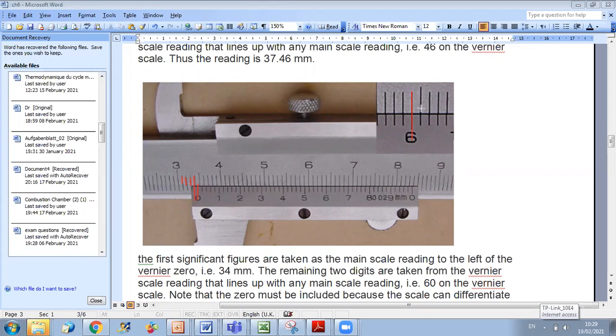If the perfect match was here, it would be 34.62, if it was here it would be 34.64, etc. Okay, now as I told you, here the perfect match is very difficult to see because all the lines are close to each other, but in the exam the perfect match will be very clear. So just what I want from you is to understand the method, and in the exam the perfect match will be seen clearly in the figure. Okay. So this is for the linear vernier scale.